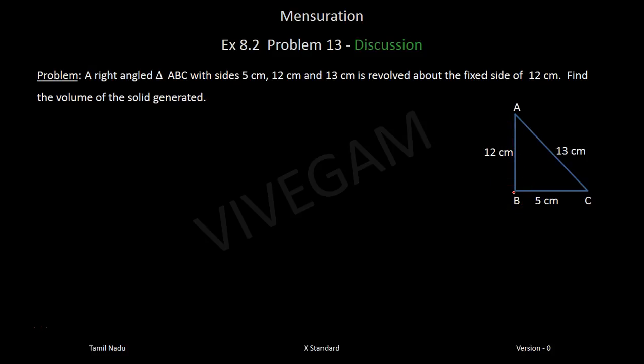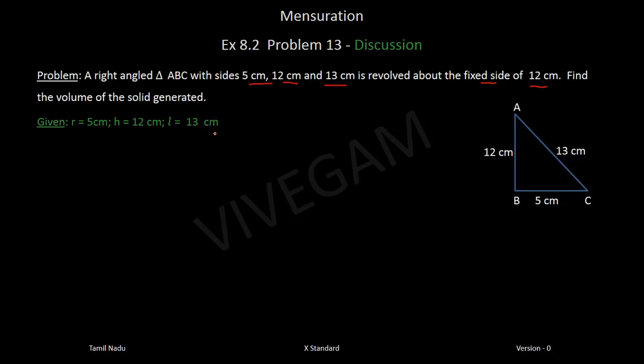So you got to be careful here. He says it is rotated about the fixed side, so it is rotated about this axis, which means this will be the radius and this is the height, and slant height is the same in both cases. Okay, anyway, let's mark what is given here: 5 centimeter, 12 centimeter, 13 centimeter, and the fixed side is 12 centimeter. So we need to write out what is given. The radius is 5 centimeter, height is 12 centimeter, and the slant height is 13 centimeter. They have given this information indirectly.